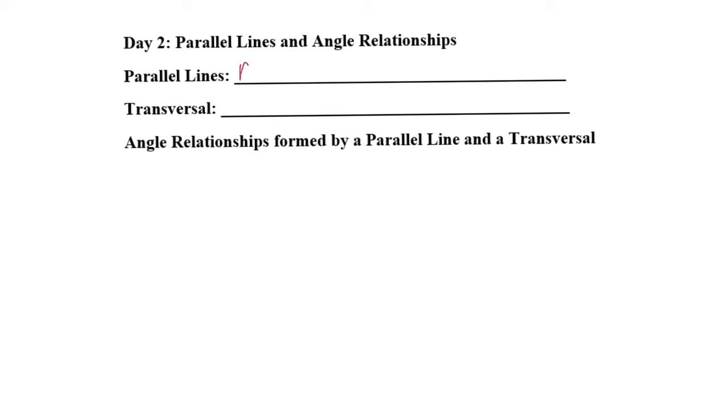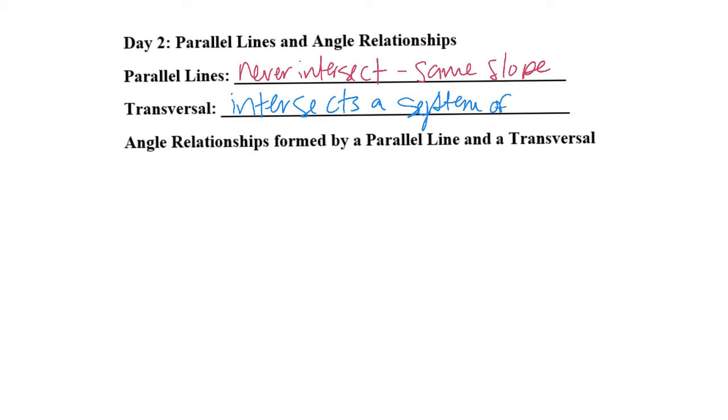So parallel lines, if you remember, never intersect. And the reason they never intersect is because they have the same slope. We talked about that a little bit on Monday. It's kind of like railroad tracks. They're going to keep going and never cross. Now, a transversal is actually what is going to cross those parallel lines. It intersects a system of lines. Sorry, I'm struggling to write on this today.